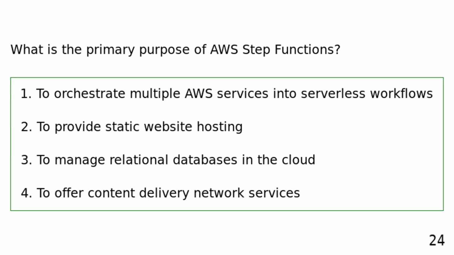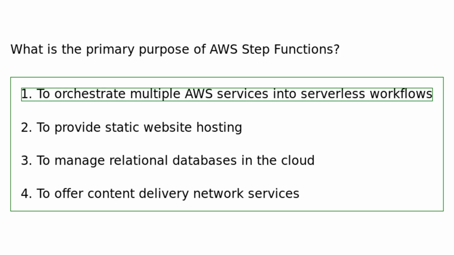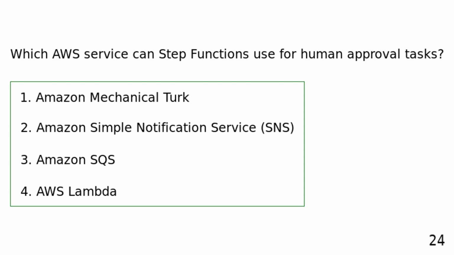What is the primary purpose of AWS Step Functions? To orchestrate multiple AWS services into serverless workflows. To provide static website hosting. To manage relational databases in the cloud. To offer content delivery network services. AWS Step Functions is designed to coordinate multiple AWS services into serverless workflows, allowing you to build complex, multi-step processes without managing infrastructure.